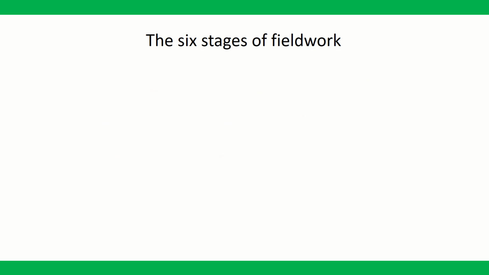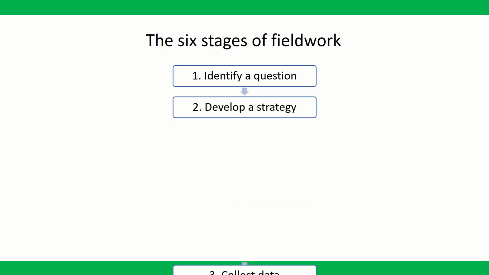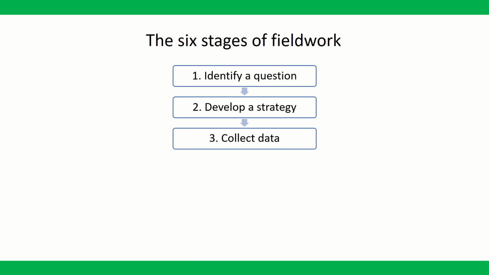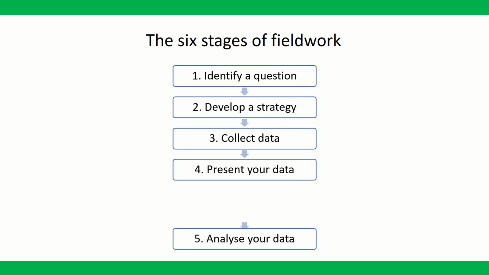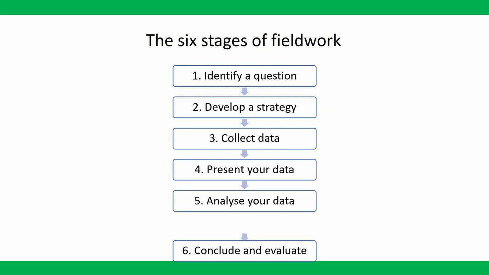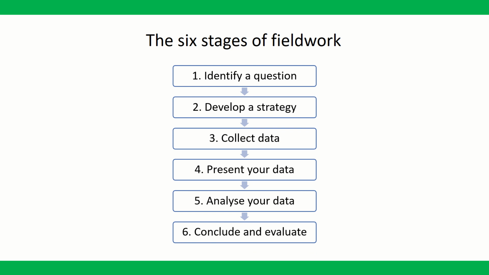You might remember from GCSE that we can divide fieldwork up into 6 different stages. And each of these stages requires something for you to do. Let's have a look at those now. Firstly, you need to identify a question, then develop a strategy, collect data, present your data, analyze your data, and finally conclude and evaluate. Let's look at each of those in a bit more detail.